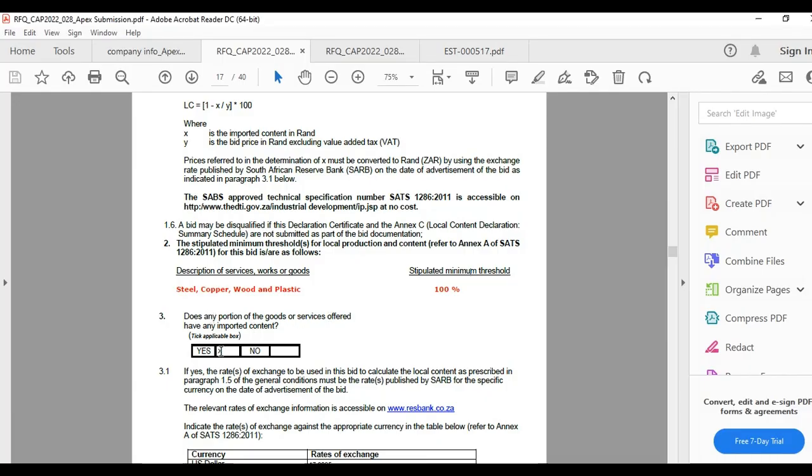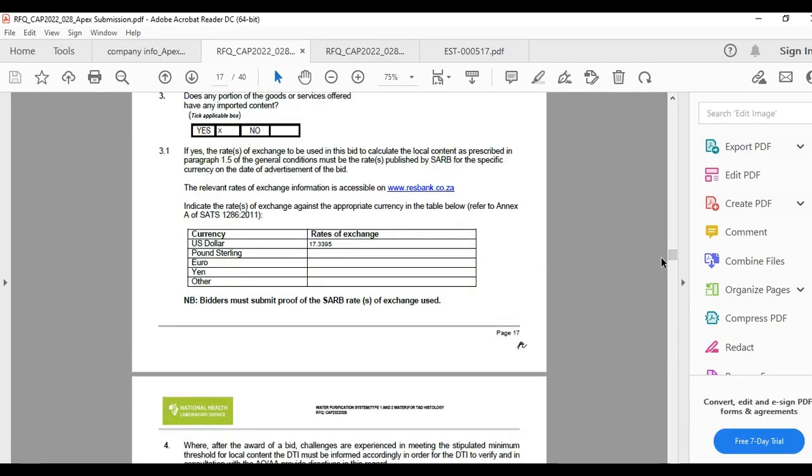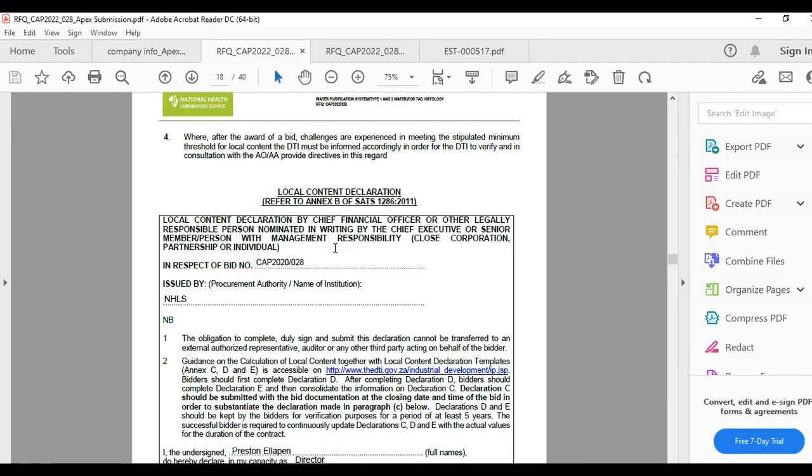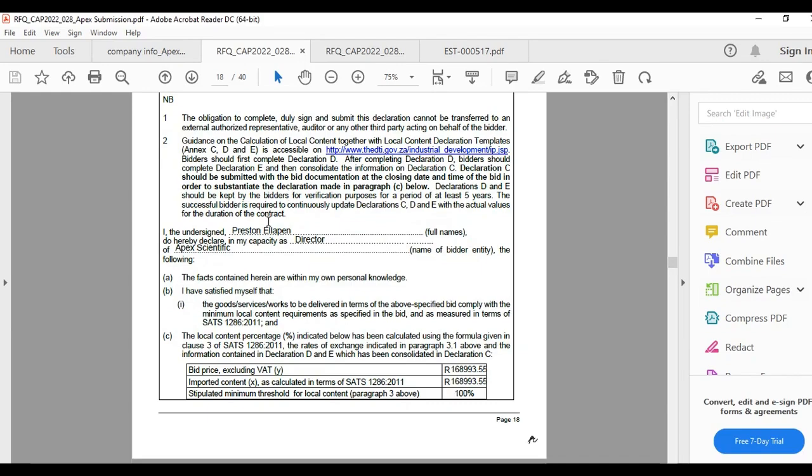If it is imported, you'll say yes or no. Then you'll fill in the applicable exchange rate that we use. This local content declaration, you'll put the bid number here, and the procurement authority or name of institution would be NHLS. Then you'll sign it. You'll put your name and your capacity and the company name, and then you'll put the price of the goods. So it says here excluding VAT the bid price.